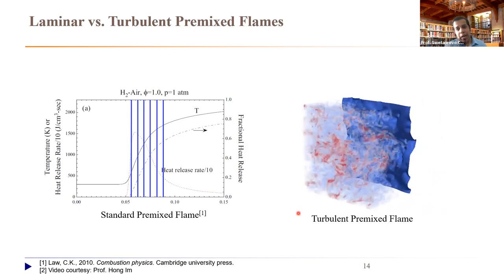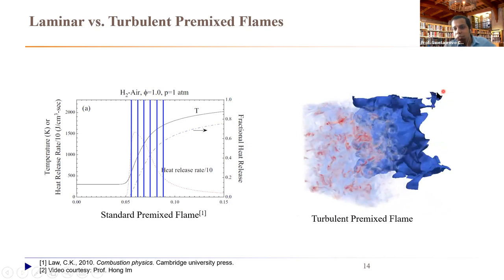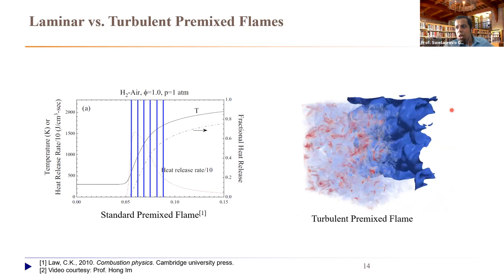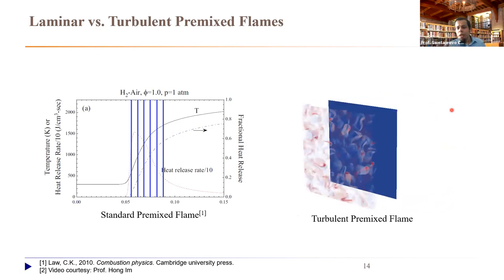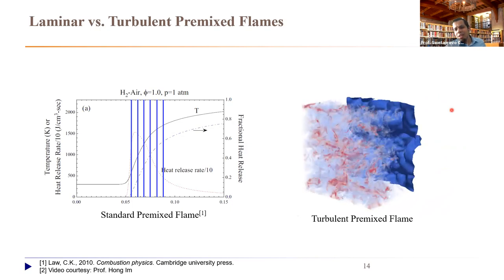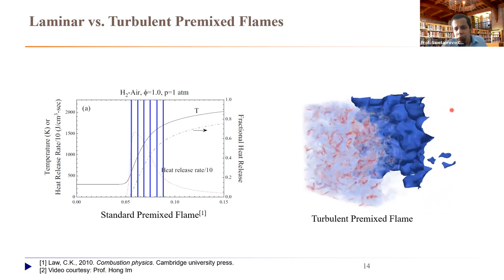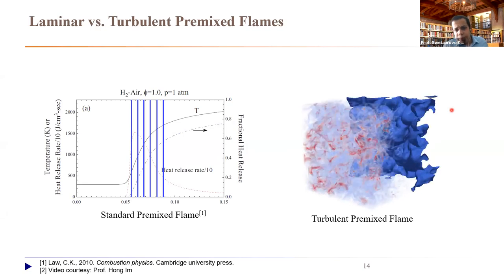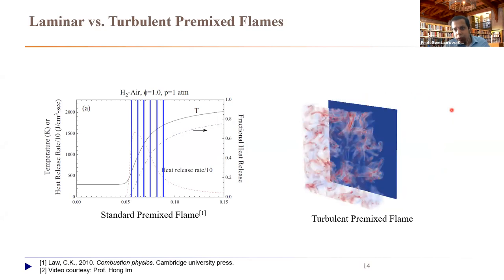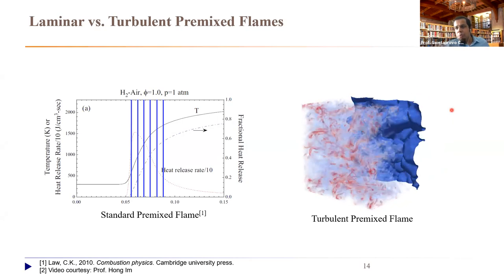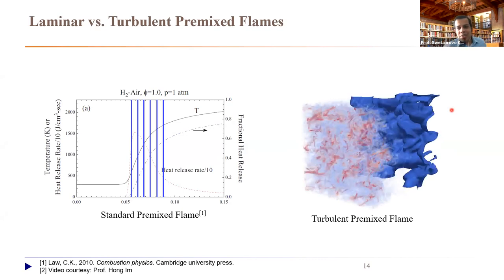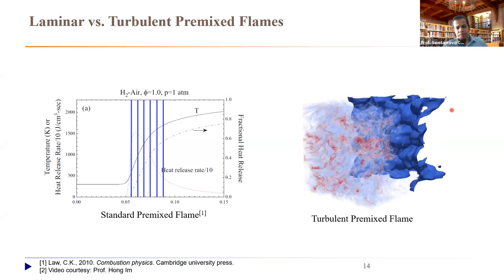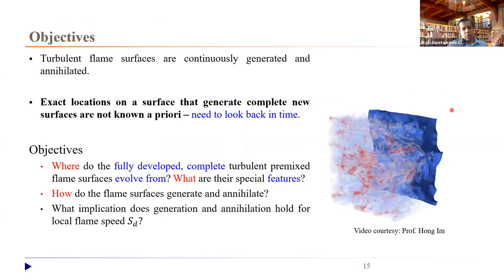Okay, there can be multiple folds. And also you see that at the trailing edge, the flame surface is being continuously annihilated. Okay, it essentially collides with itself to self-annihilate. So if this structure is statistically stationary, and if this is continuously being annihilated, then it means that it is also being continuously generated. So with that observation that it must be continuously generated to support continuous annihilation, we can ask the question: where is this surface being generated from? Where is it generated? How is it generated? By turbulence. Okay. So turbulent flame surfaces are continuously generated and annihilated.